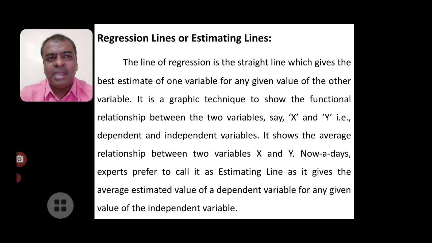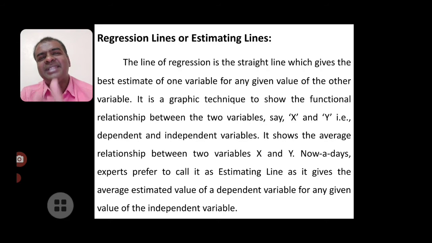I repeat once again, the line of regression is a straight line which gives the best estimate of one variable for any given value of the other variable. Let us assume we have been given the values of y; therefore we can easily find the best estimate of x for a given change in y. So the regression line is a graphical technique to show the functional relationship between the two variables, x and y, where x is the dependent variable and y is the independent variable. Or it could also be the other way around. In the regression line of y on x, y is the dependent variable and x is the independent variable.